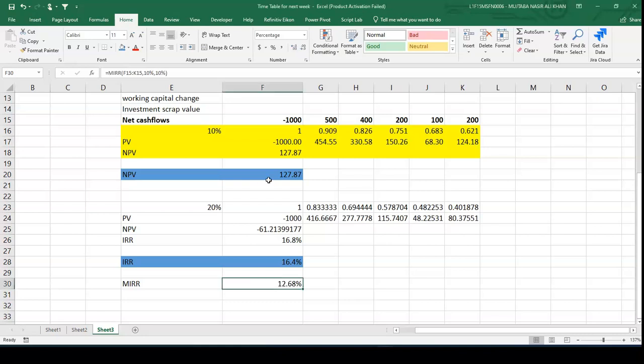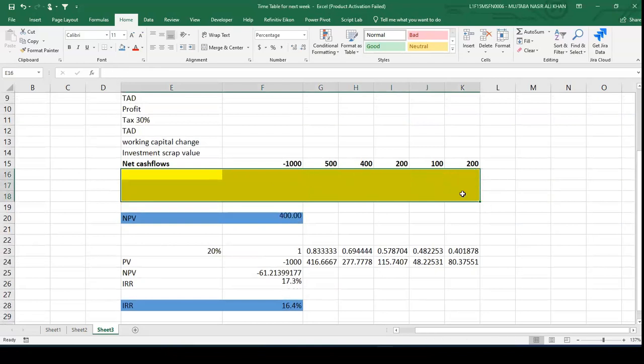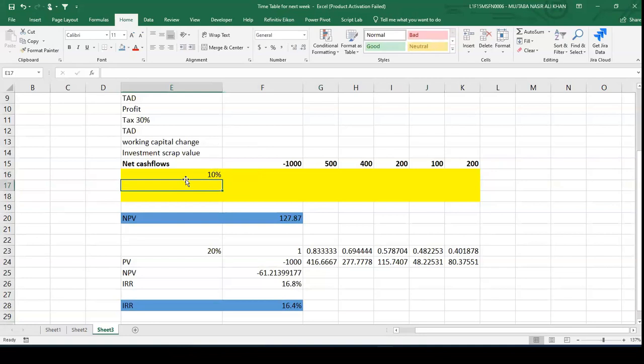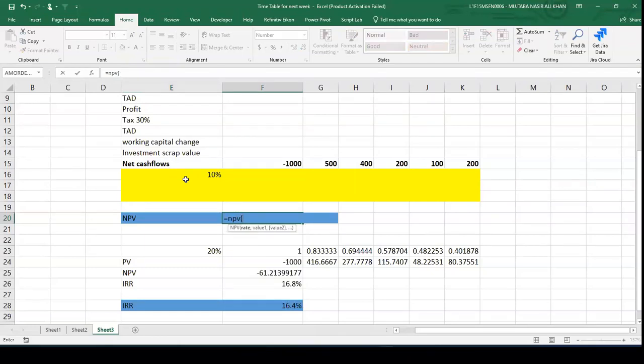Simply, how to calculate the NPV? Instead of doing this, you know the discount rate is 10%. How to calculate the NPV? Right, NPV, 3-letter, bracket start. First of all, select the rate, or simply write the rate here, comma, select all cash flows from year 1 onwards, bracket close, then deduct the initial investment. As the initial investment is a negative number, that's why I'm adding it.